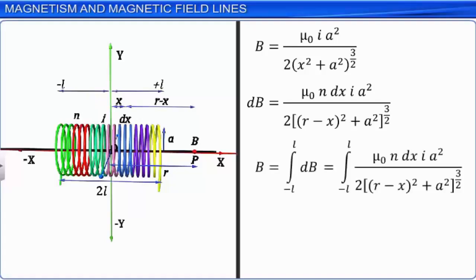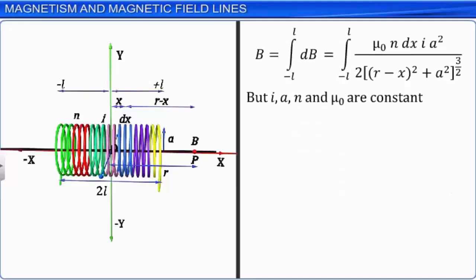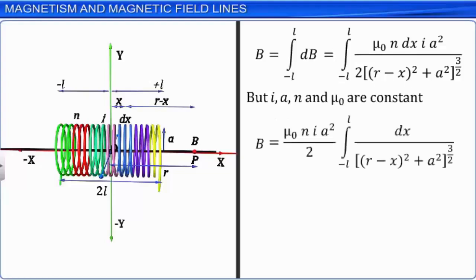μ0 n dx I A² / 2 (R − x)² + A²)^(3/2). But I, A, n and μ0 are constant. Hence, the magnetic induction B = μ0 n I A² / 2 × ∫ from -L to L dx / ((R − x)² + A²)^(3/2).